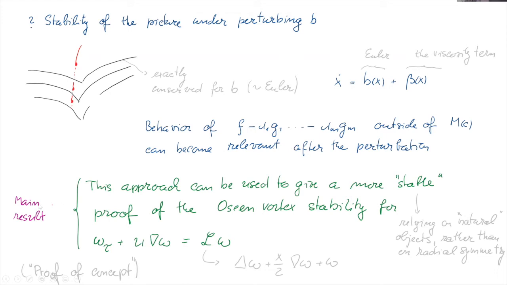And so our main result in this Oseen vortex setting is that this indeed can be made to work. One can use this technique of Arnold to prove the stability of the Oseen vortex, or the uniqueness of the Dirac mass, which I was discussing.